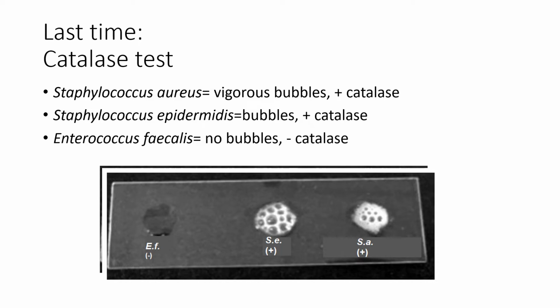So last time we said that the catalase test, the Staph aureus had really vigorous bubbles. It was positive for catalase. Staph epidermidis, also bubbles, not quite as vigorous. And so it too is positive for catalase, but that Enterococcus faecalis, no bubbles, no catalase. Okay, so no bubbles means that the hydrogen peroxide was not converted into water and oxygen. So remind yourself what the equation for that is and why the word catalase is written over the arrow.